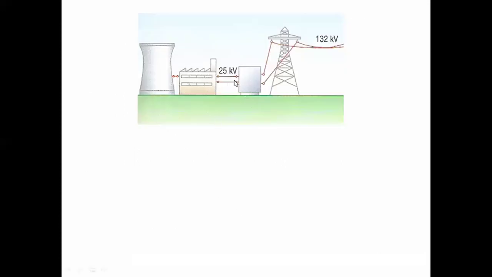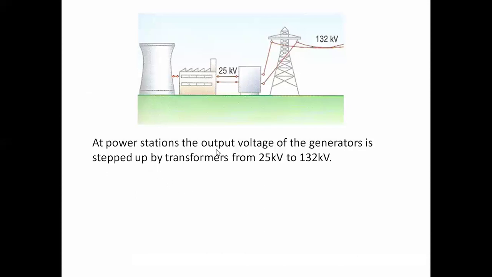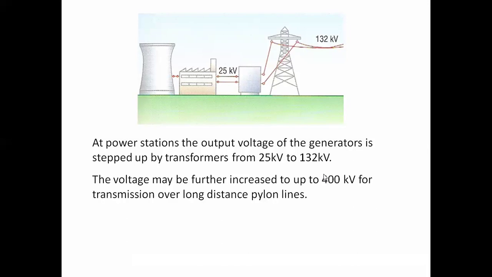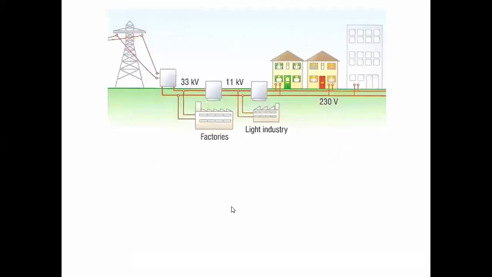So this is 25 kilovolt, and it is increasing up to 132 kilovolt. At the power station, the output voltage of the generator is stepped up by the transformer from 25 kilovolt to 132 kilovolt. Okay, and that may be increased further depending on the requirements. Over a longer distance, it may go up to 400 kilovolts. And so the power transmission is carried out keeping the current low. The lower the current, the lower will be the power loss.